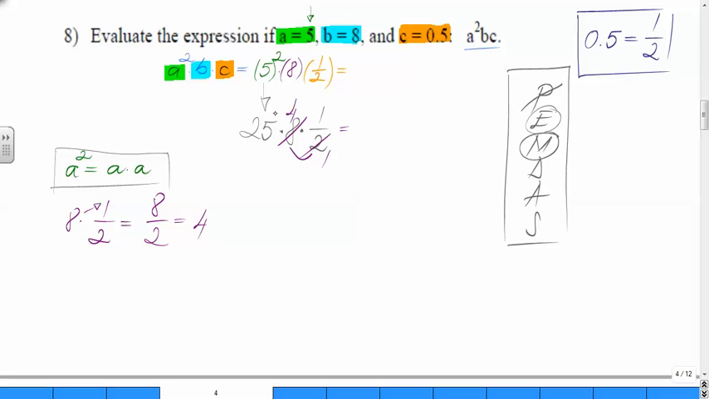The only thing left for me would be to multiply 25 times 4, and that is 100. 100% right. You guys got it right.